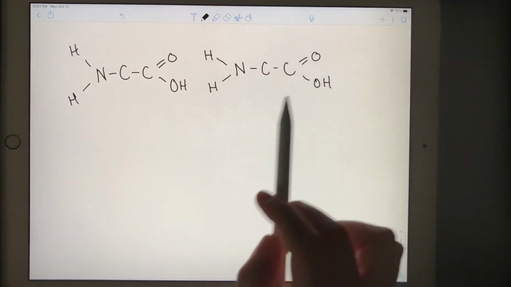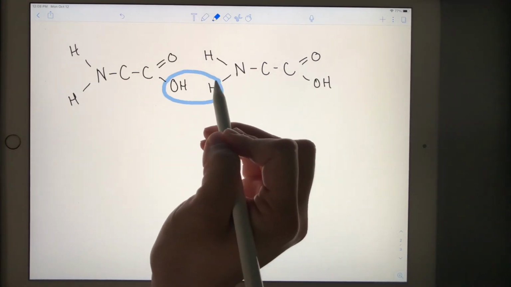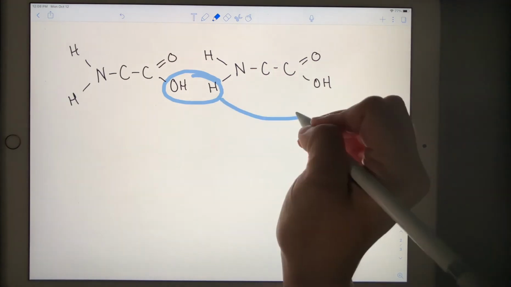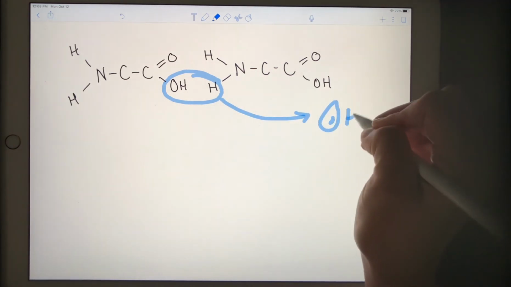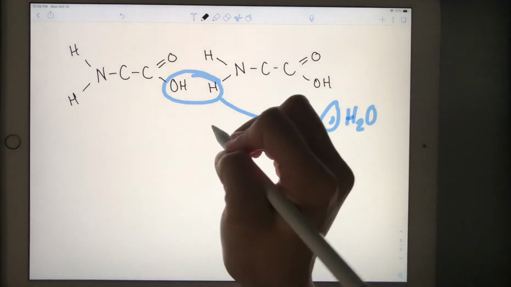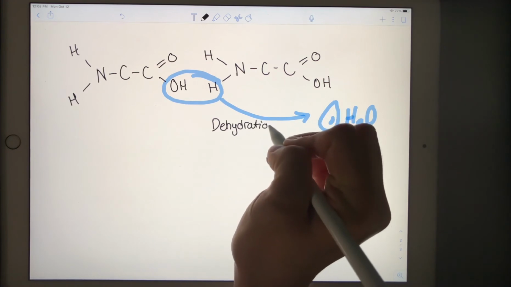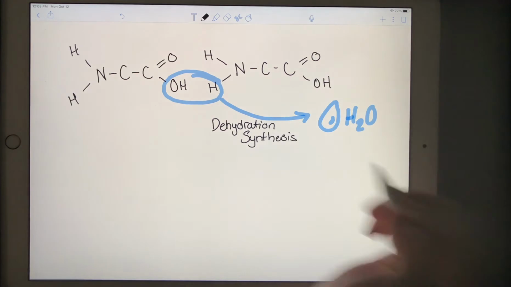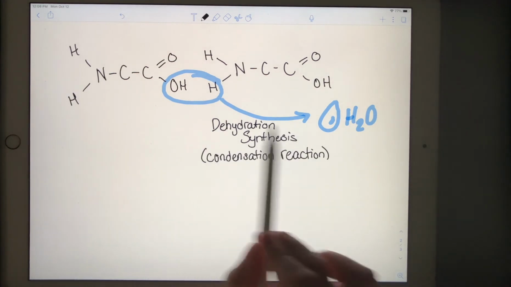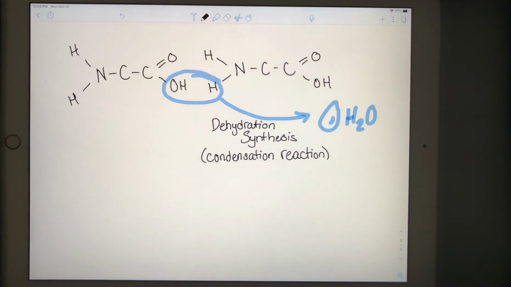Here's one, here's two. What's going to happen is that a water molecule is going to be formed and it's going to be removed. And remember, this is called dehydration synthesis. So dehydration synthesis has occurred. Water has come out. And what we're left with is our two amino acids bonded together.